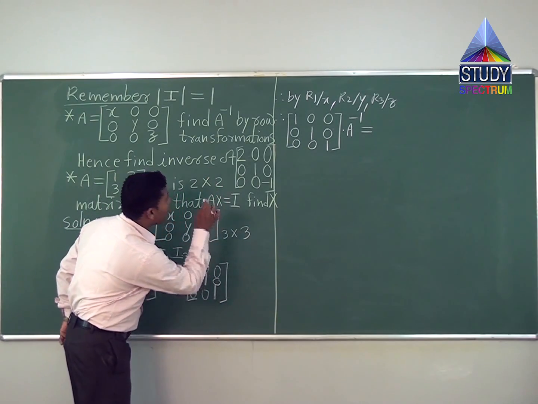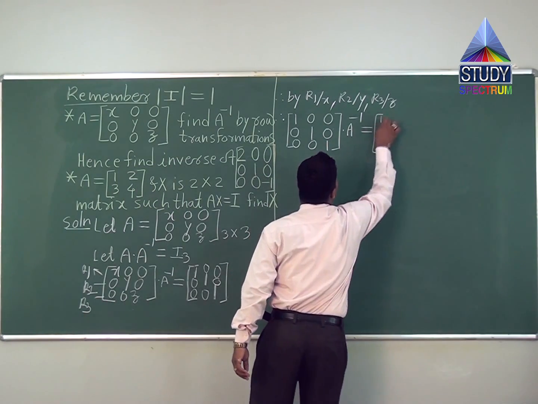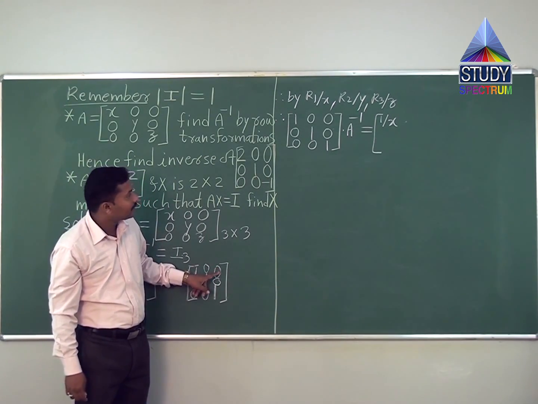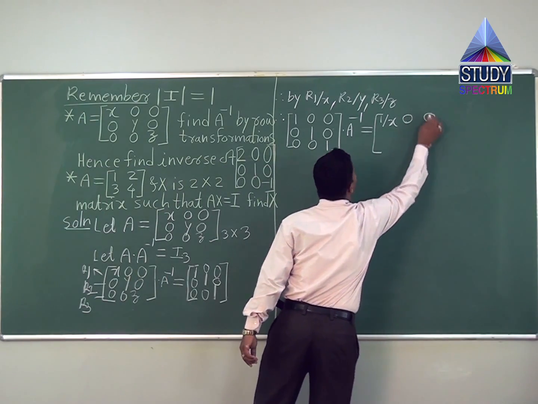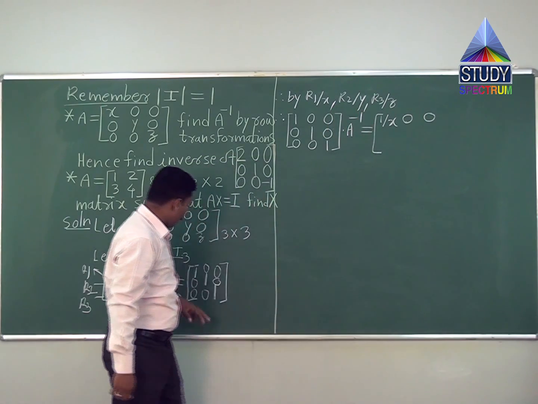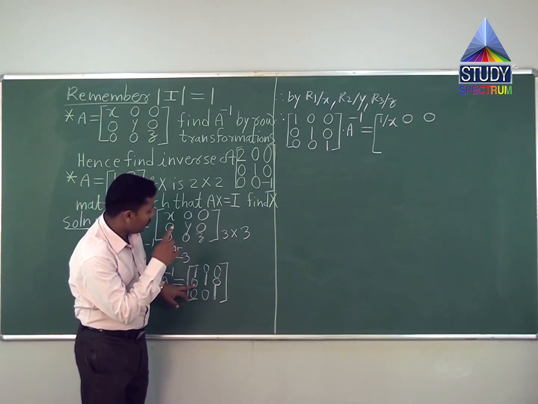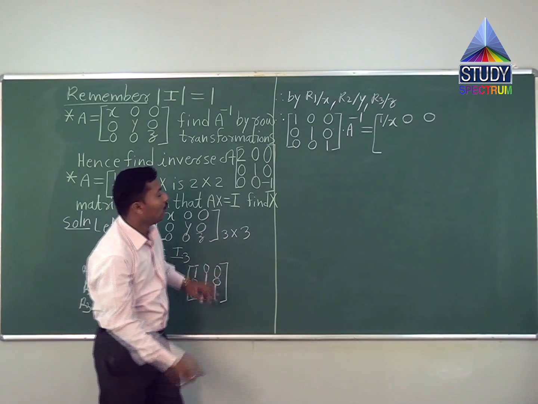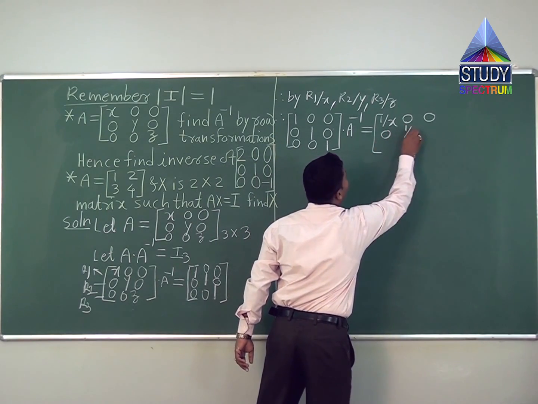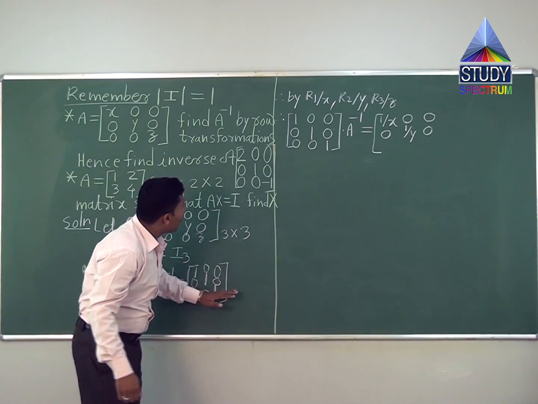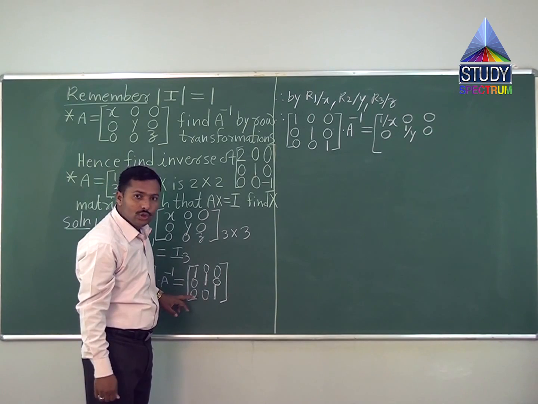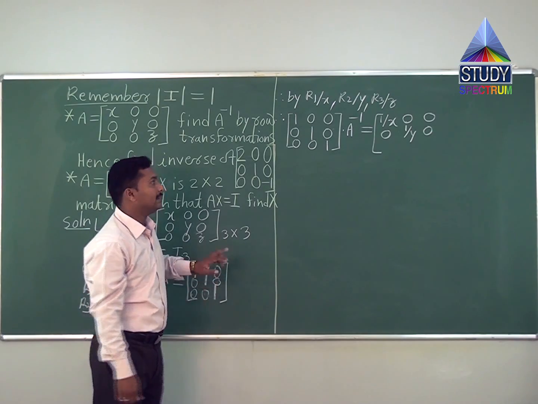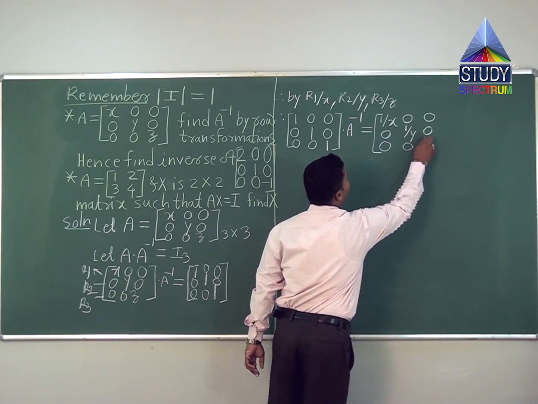So 1 divided by x, here is a 1 divided by x, and here 0 upon x, 0, and 0 upon again x, 0. So 0, 0. R2 divided by y, so second row divided by y, 0 upon y, again 0, 1 upon y, 1 upon y as it is, and 0 upon y, 0. So 0, 1 upon y, and again 0. Last third row, R3 divided by z, so 0 upon z, 0. Here is a 0 upon z again 0, and 1 upon z as it is. So here 0, 0, 1 upon z.